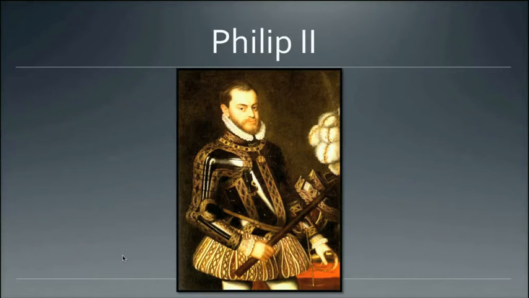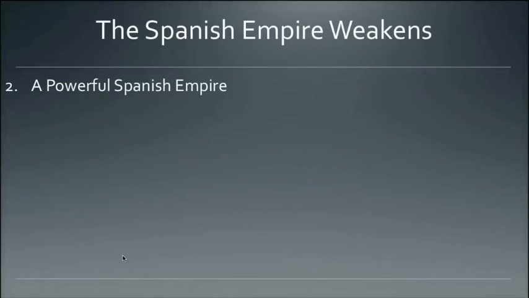Philip is a leader of Spain, and he's very, very Catholic, just like his father. And he's going to really challenge Spain to try to promote more Catholicism. But in the end, he's actually going to bring about the first of the big problems that plague Spain that ultimately leads to their empire weakening very severely. So let's talk about a powerful Spanish empire under Philip II.